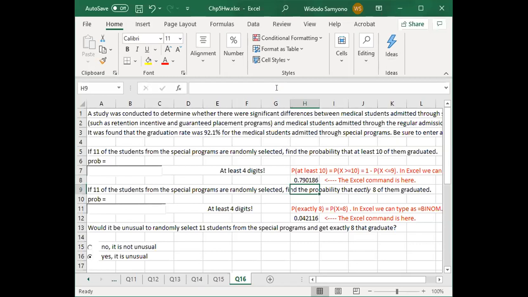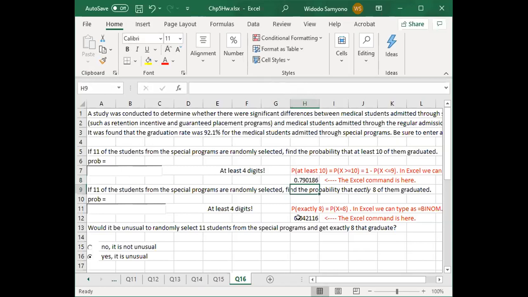So this will be the answer. You have to be careful here. To answer the question at least 10, or greater than or equal to 10, you need to do 1 minus the probability of less than or equal to 9. So you will get this answer.